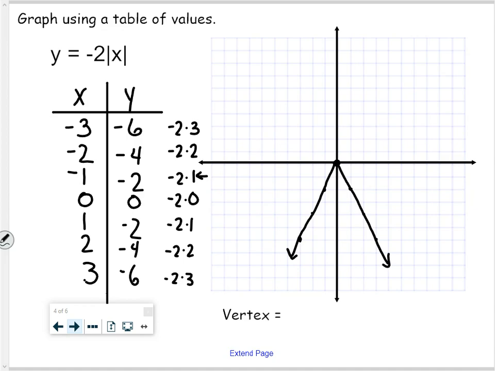This graph, I want you to notice 2 things about it. First of all, it's not facing the same direction, right? It faces upside down compared to our normal one, our parent function, and it's skinnier than our original one, right? Tomorrow's lesson is going to talk about why that's happening, but I just want you to be able to substitute numbers in and get a graph from it today. The vertex on this problem, I don't know why I keep saying that, I'm sorry, is at 0, 0.